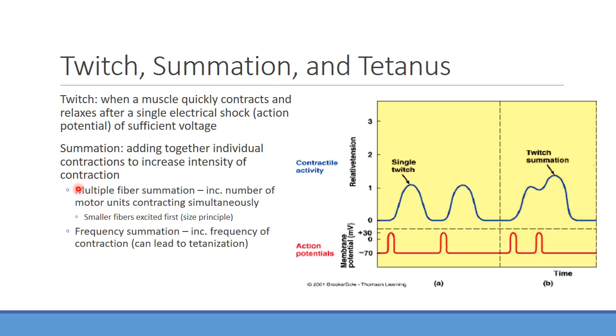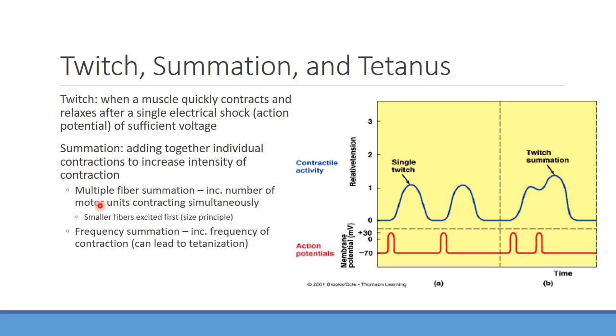So there are 2 major varieties of summation that happen. We can either have multiple fiber summation, which basically means we're increasing the number of motor units that are contracting simultaneously. We mentioned that usually smaller fibers or smaller motor units tend to be activated first, which is where you get your light contractions, and then as you increase the number of motor units that you are stimulating, you get a bigger force of contraction. So that's one form of summation that occurs.